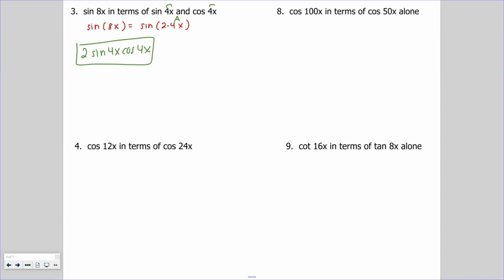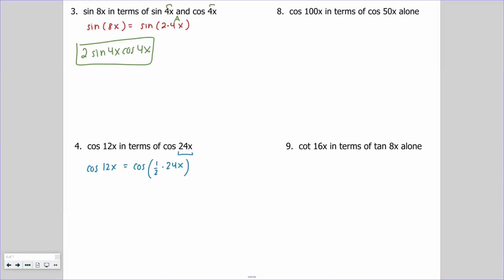All right, number four, similar. The cosine of 12x in terms of the cosine of 24x. Our final answer needs to have the angle 24x. So we've got to figure out a way to turn 12x into 24x somehow to relate those. So here's what I'm going to argue. The cosine of 12x is the same thing as saying the cosine of half the angle 24x.